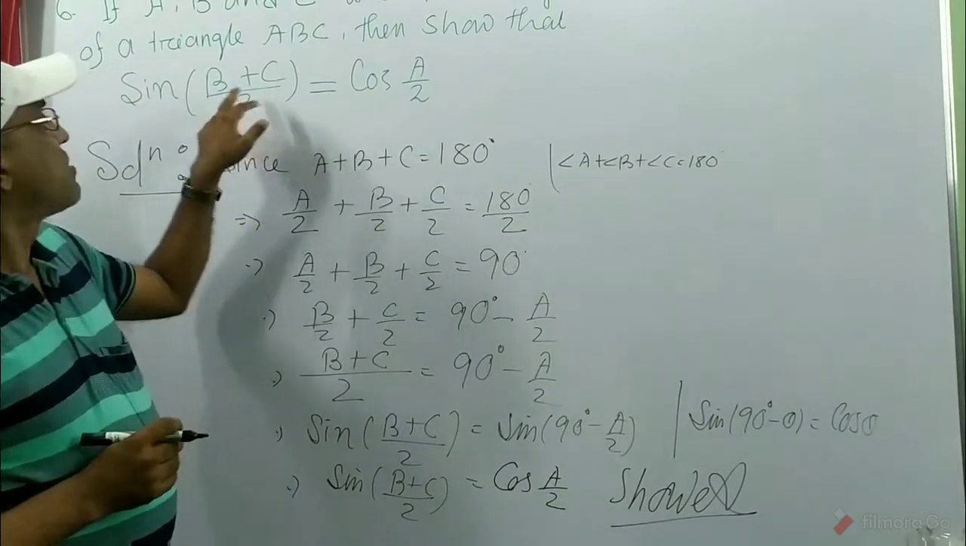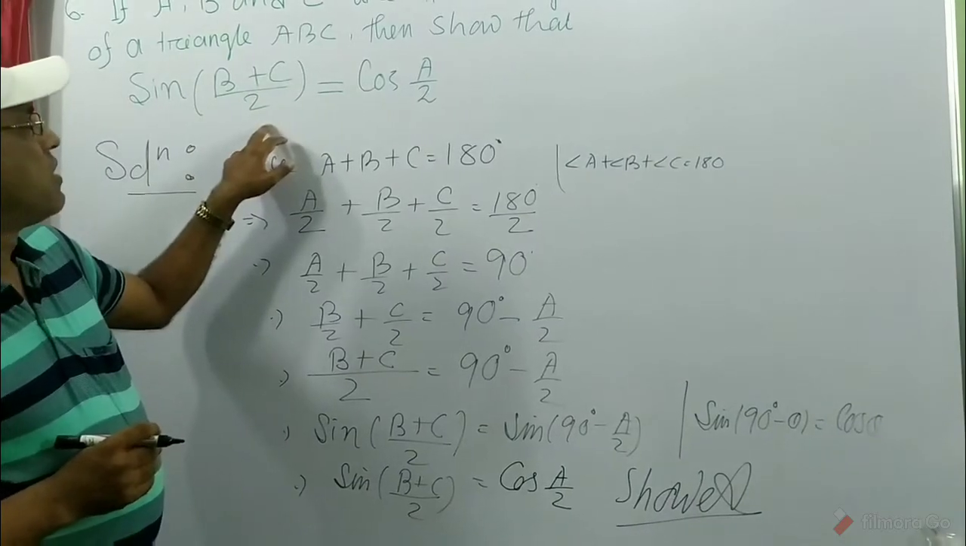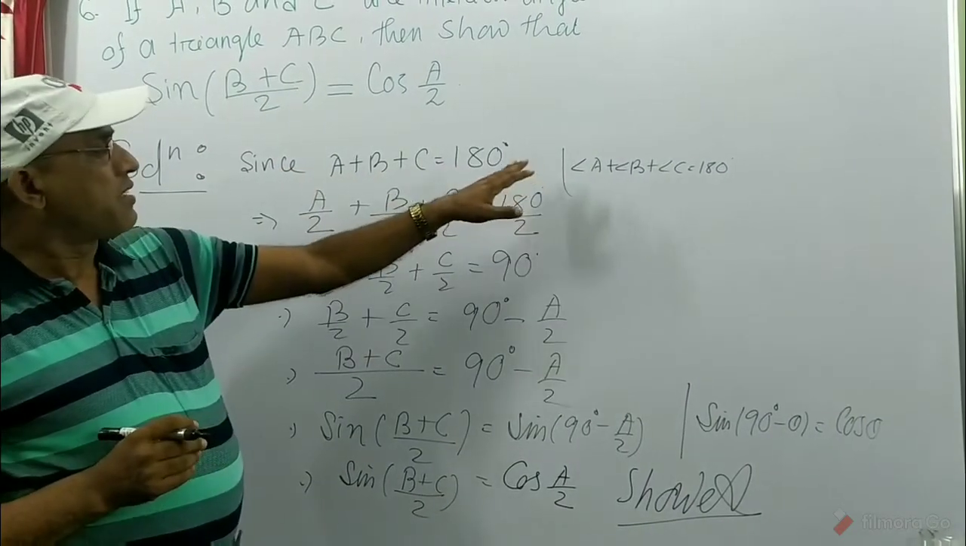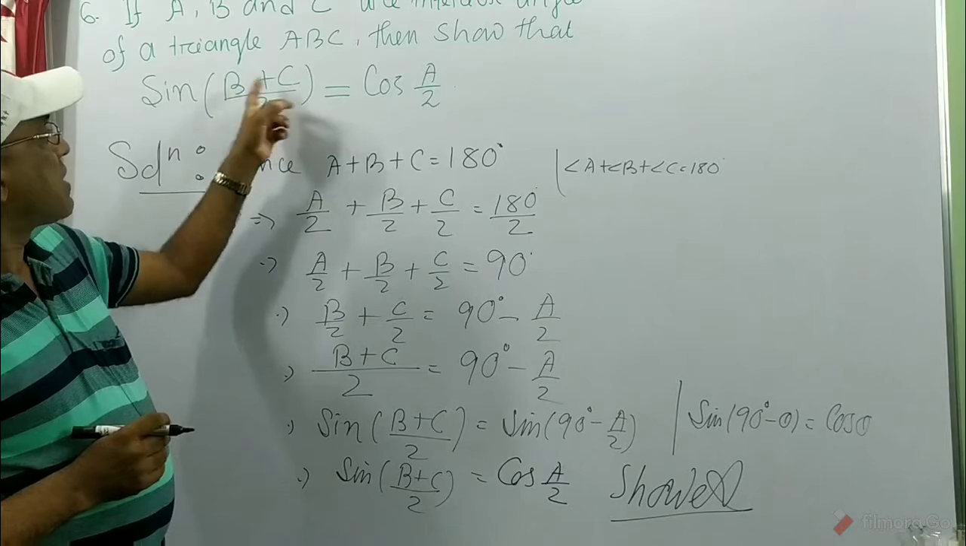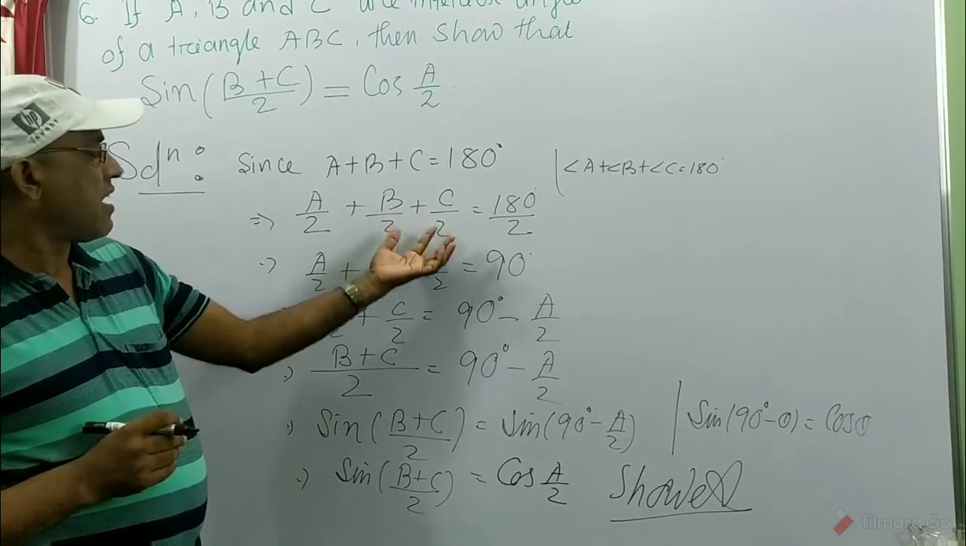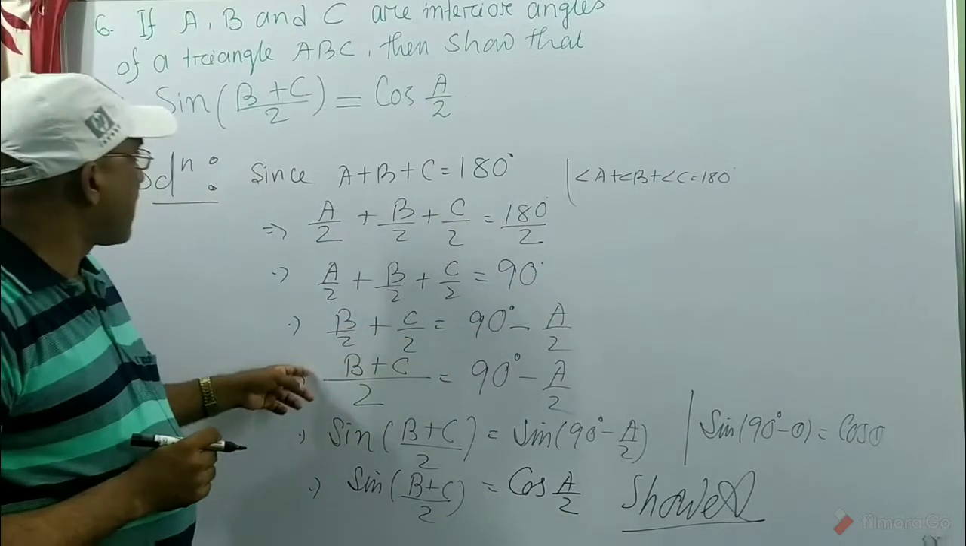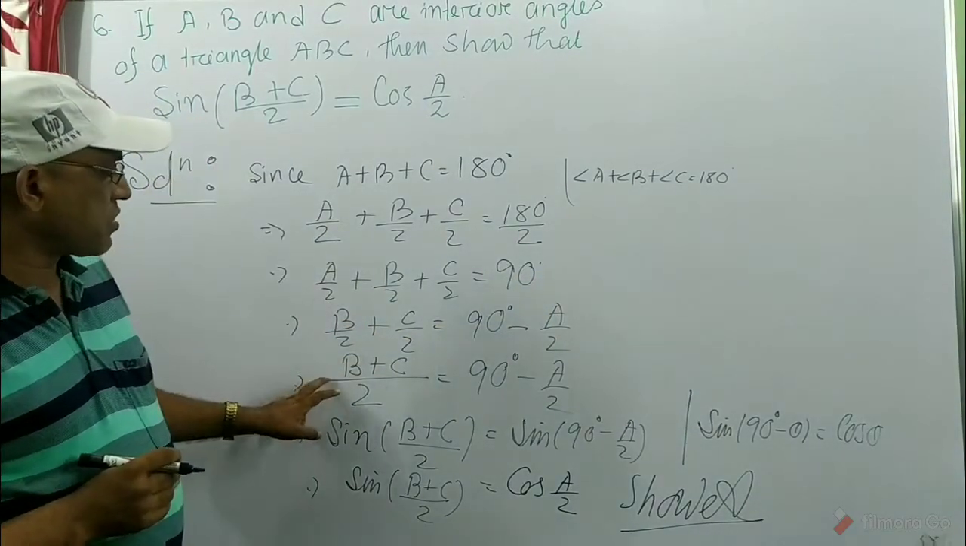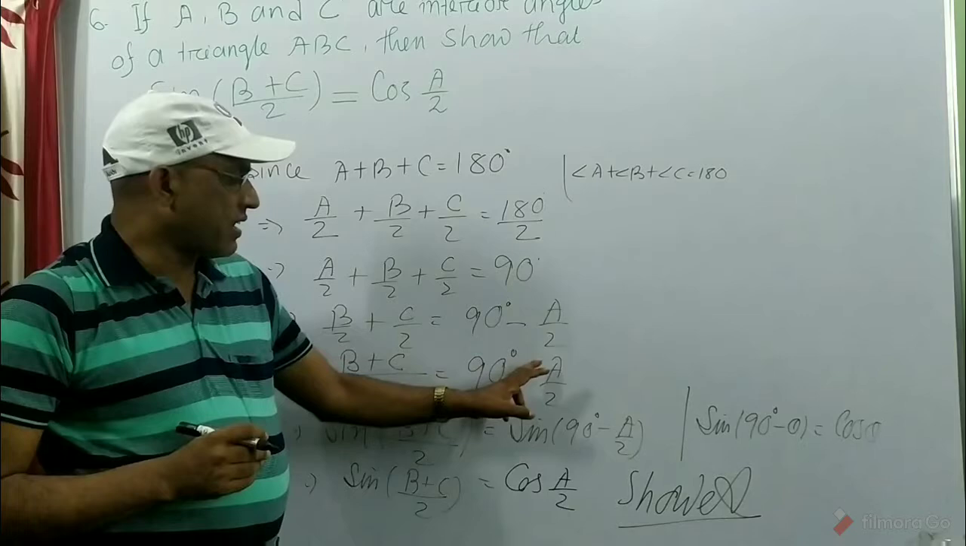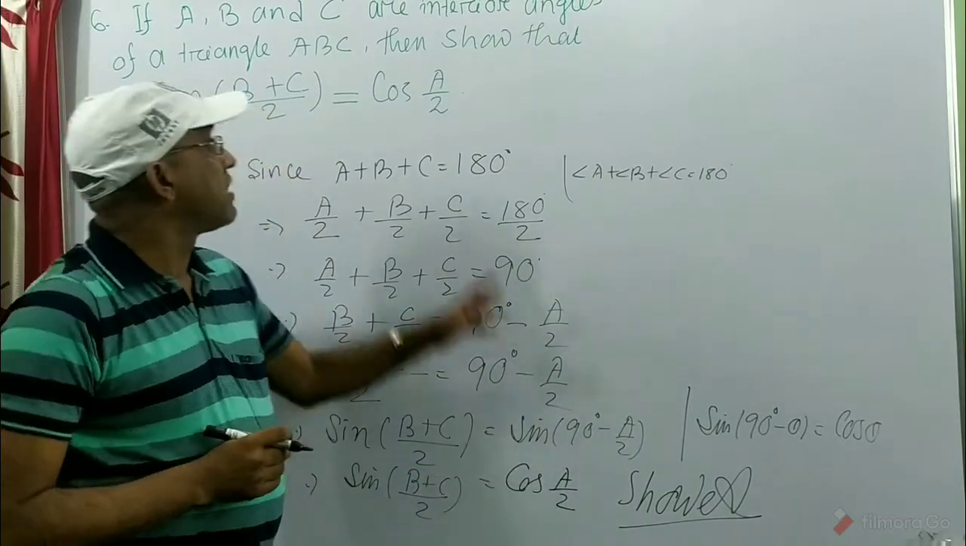Just divide by 2, you see B plus C by 2. We divide both sides by 2, and B plus C on the left-hand side, A by 2 on the right-hand side. And we take sine on both sides, because sine is given. Sin(90 minus this) gives cos of this, and this is our proof.